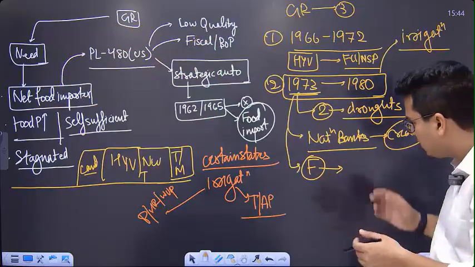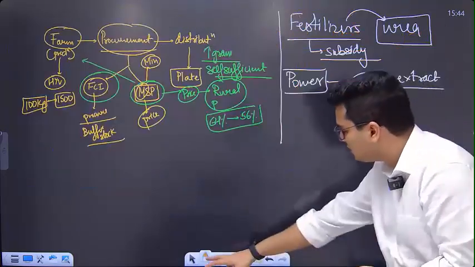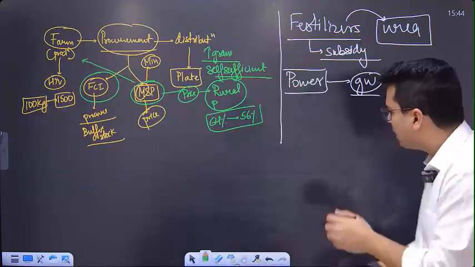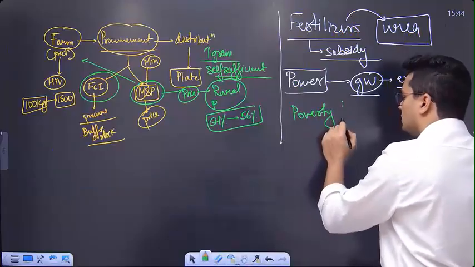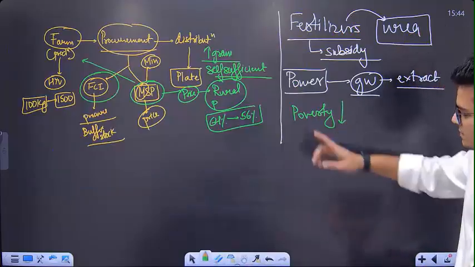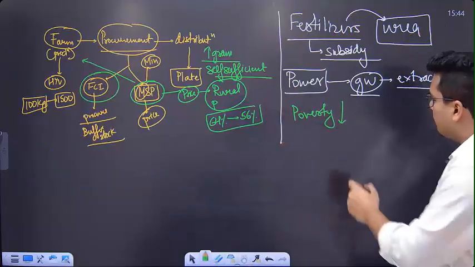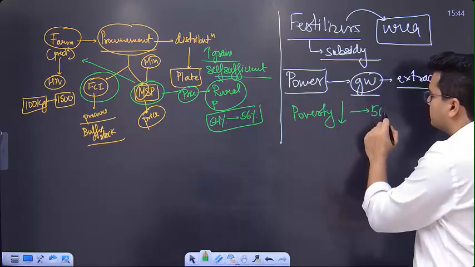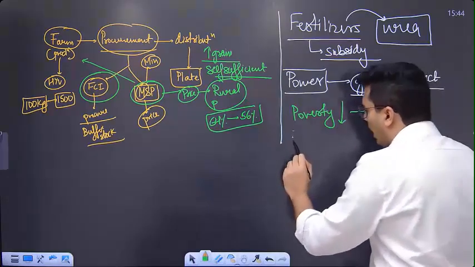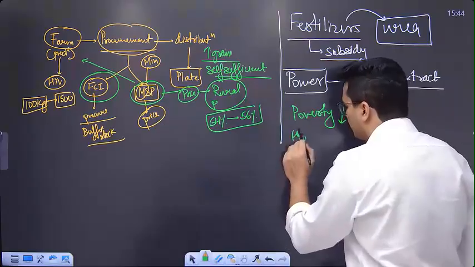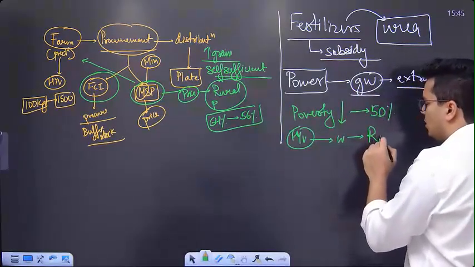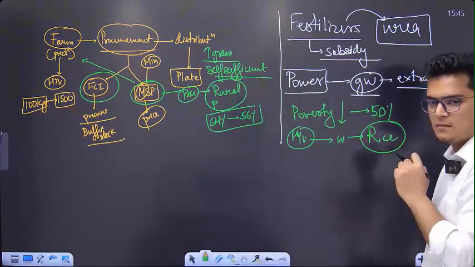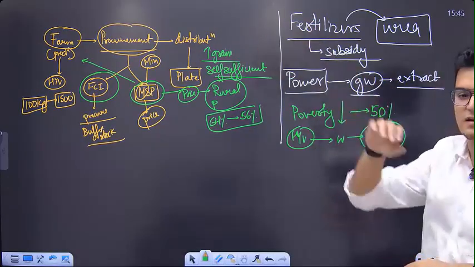Now, what is the result of this? The result of this is similar to the first one, where again rural poverty is reduced. So from this number of 56%, rural poverty comes down now to 50%. And the high yielding variety from wheat initially is now extended to rice. This is the second phase of the Green Revolution.